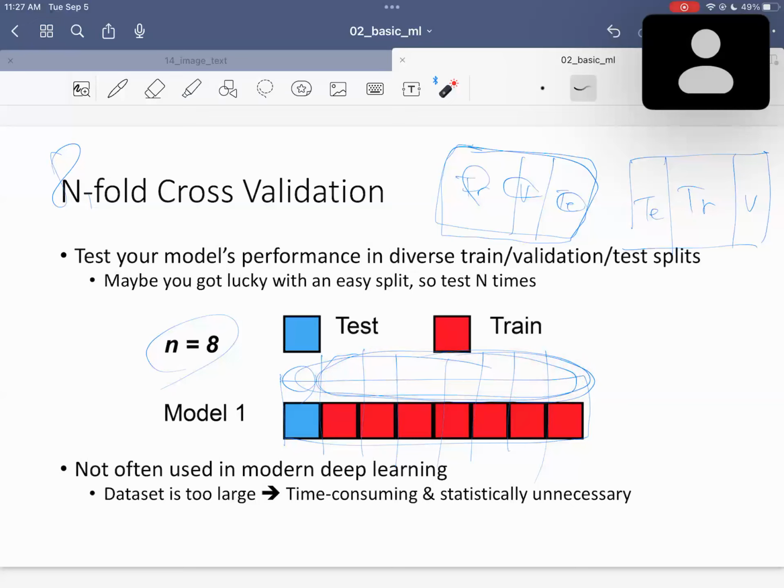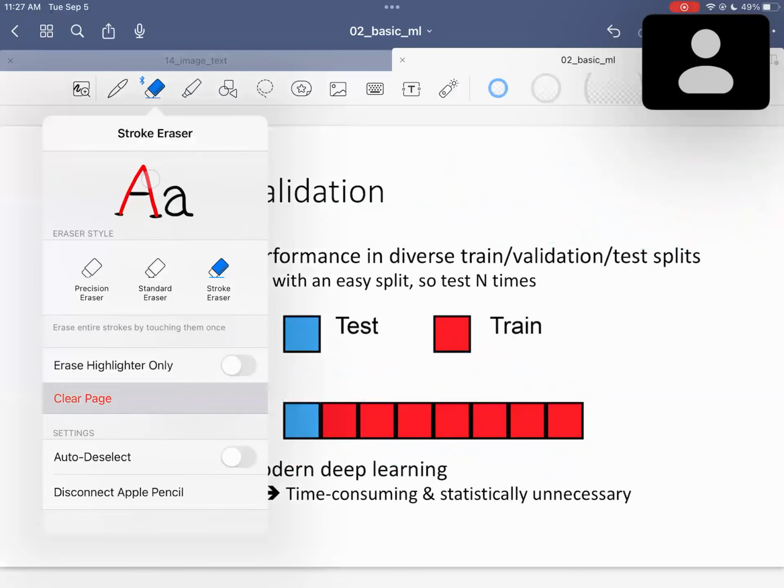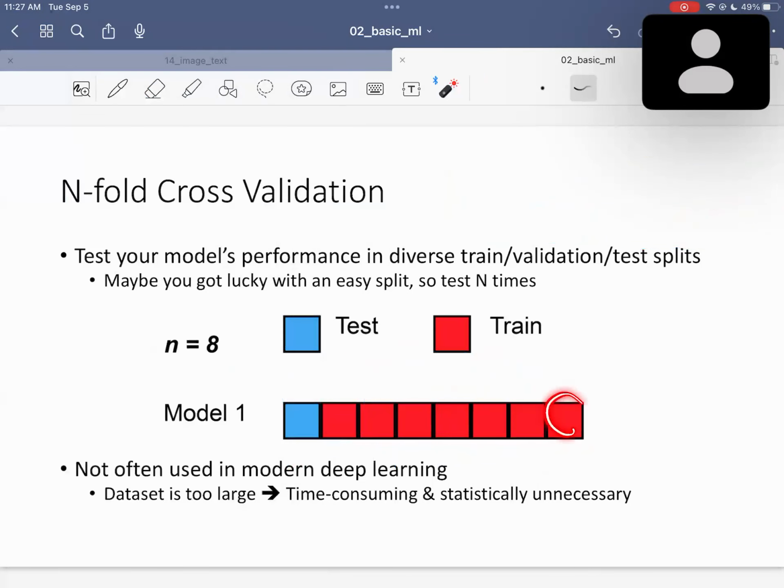So that is when your first segment becomes your test set. But in the same manner, this could be your test set, and this can be your training set. So each segment can be your test set. That is why we call it 8-fold cross-validation. We split this 8 different times to train your model and then test your model.